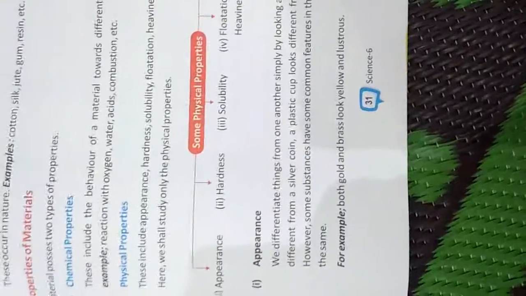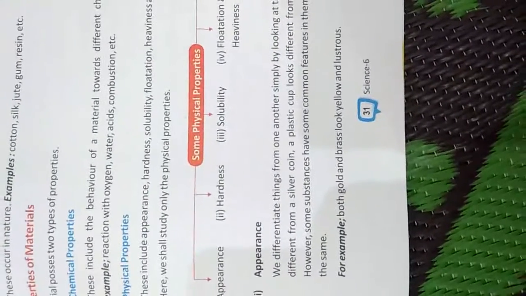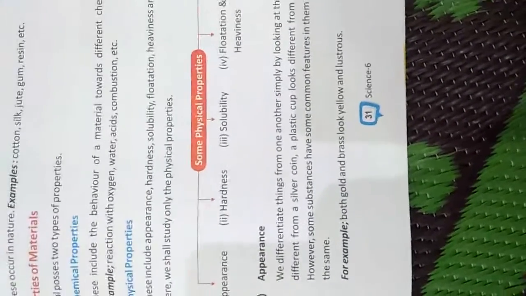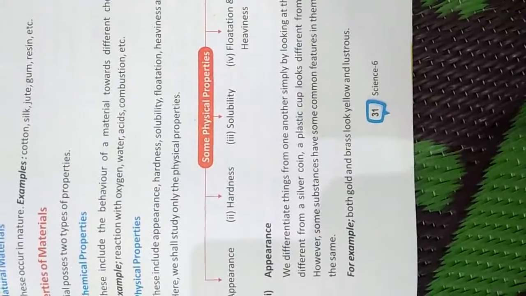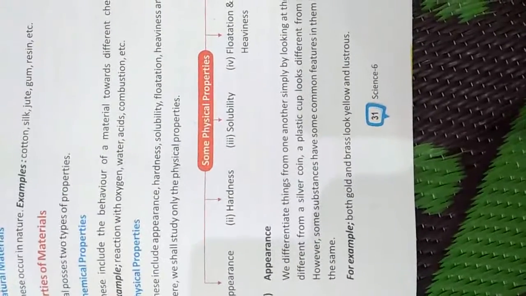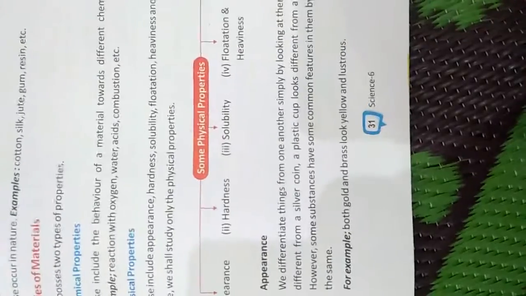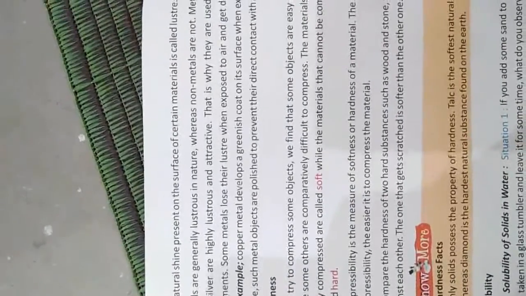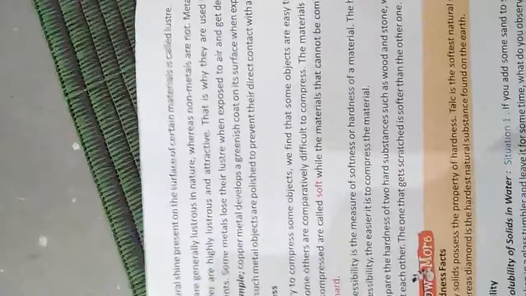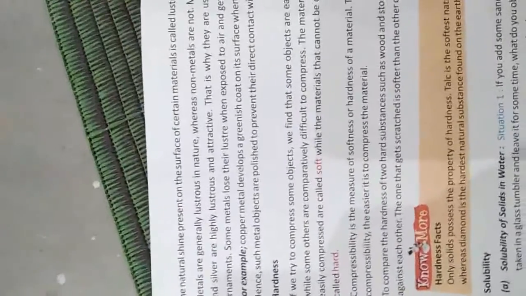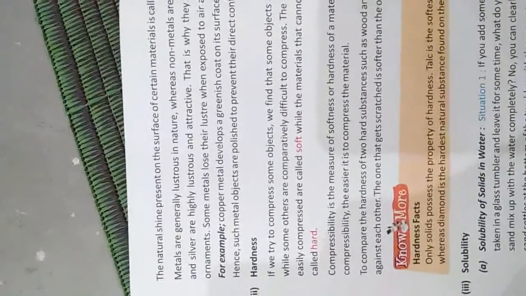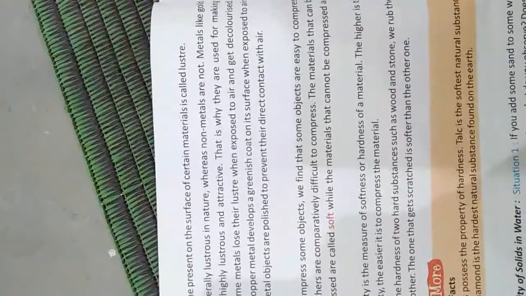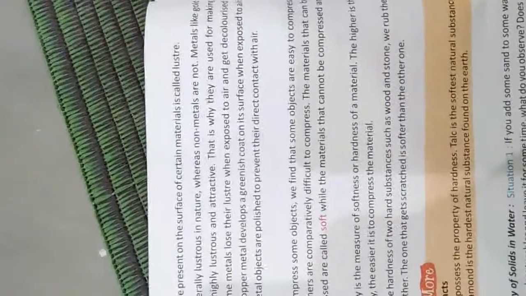So in your daily life, we come across many things which we think are of the same shape, size and belong to a similar group. For example, both coal and grass look yellow and lustrous. So the natural shine present on the surface of certain materials is called luster. It can also be called a shine. Metals are generally lustrous in nature, whereas non-metals are not.